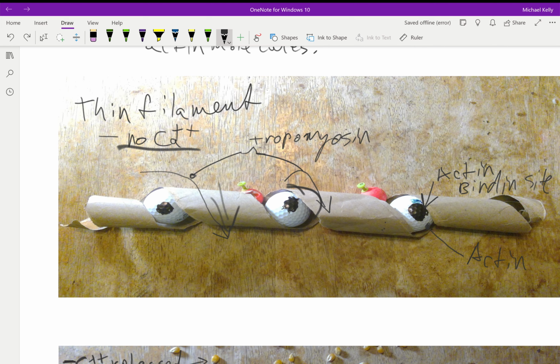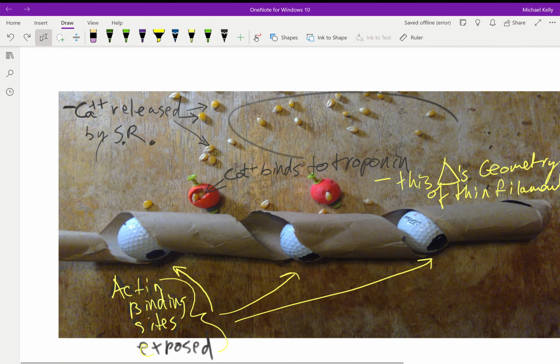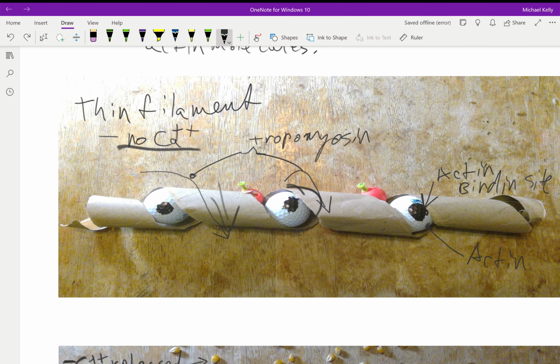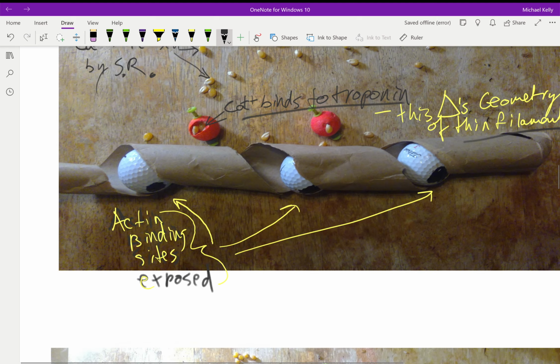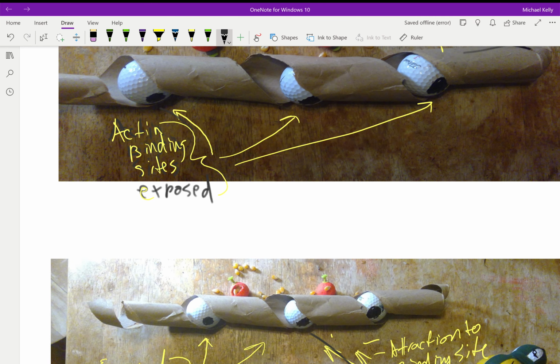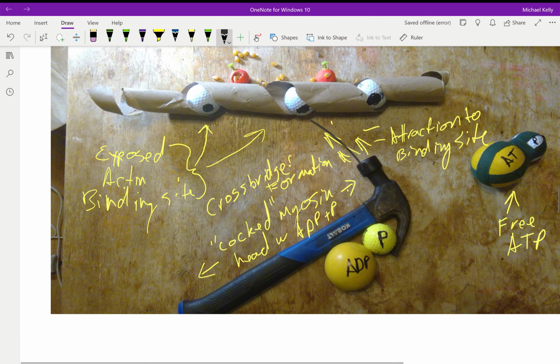And then what happens? Calcium comes in the form of these popcorn kernels, and my screen moves again. I don't know why it's doing that, but the calcium binds to the troponin, and that changes the geometry of this thin filament. The actin binding sites are exposed. Here they are, all exposed. What happens then? They meet this cocked myosin hammerhead right here, and a cross bridge is formed.